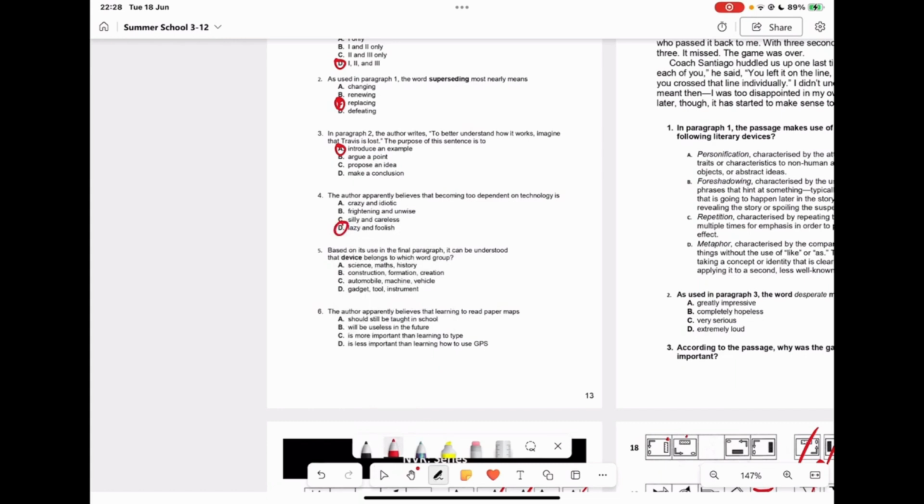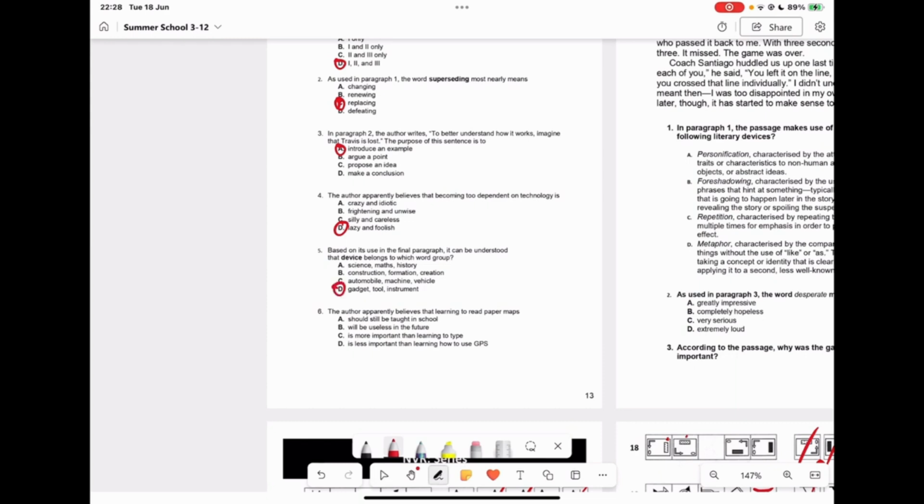So now we are going to be looking at, based on its use in the final paragraph, it can be understood that device belongs to which word group. So science, maths, history, not quite, those are school subjects. Construction, formation, creation, these are all synonyms. Not quite. Automobile, machine, vehicle, kind of, but not really. Gadget, tool, instrument, yeah, it will be gadget, tool, instrument.